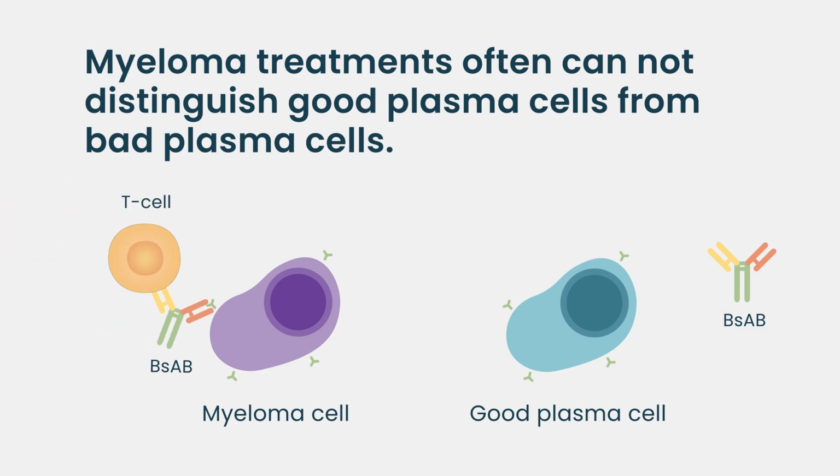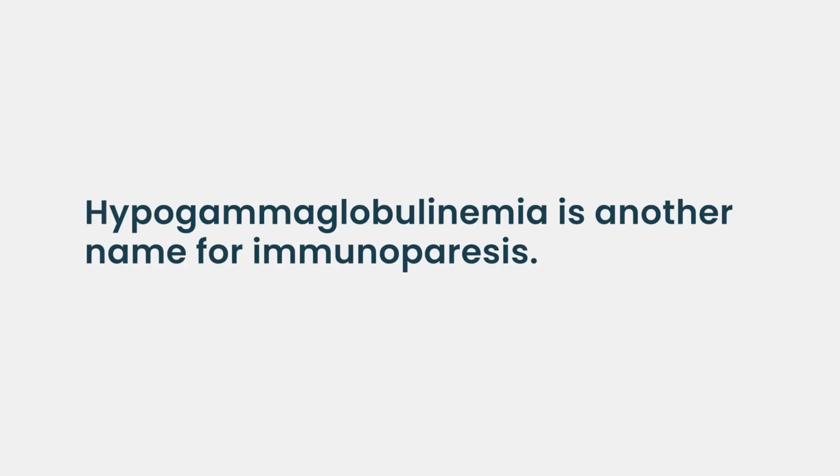The bad plasma cells are the cancer. I want them out. The good plasma cells that are making good antibodies that help fight infections and so forth are also getting knocked out by bortezomib, by lenalidomide, Velcade, Revlimid, and so forth. And by daratumumab, Darzalex can do it too. And so many patients become hypogammaglobulinemic, that's the other word for this, or develop immunoparesis following therapy.